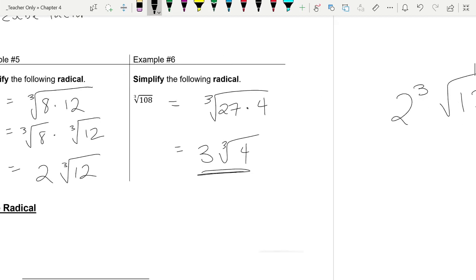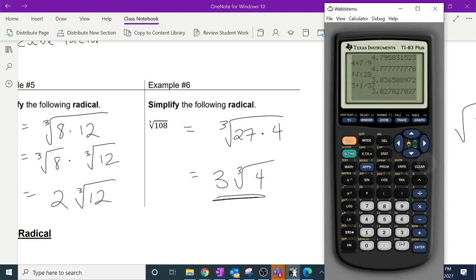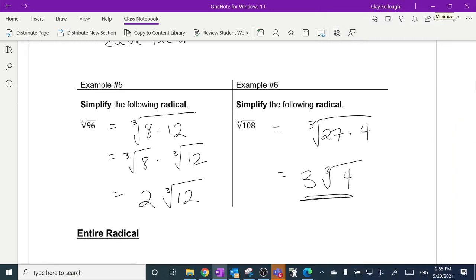Again, if you don't believe it, you can always check. I'm not going to let you have a calculator on a test, but if you're doing your work and you go, am I sure I did that right? Does the cube root of 108 make the same number as 3 times the cube root of 4? Right down to the 10th decimal place, it most certainly does. Cool. So that was example 6.